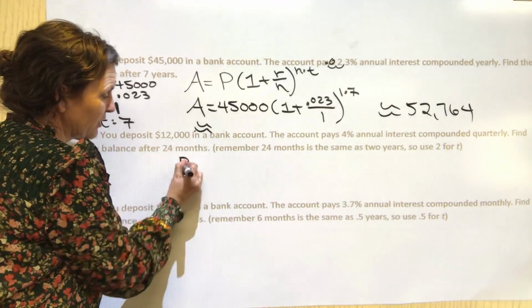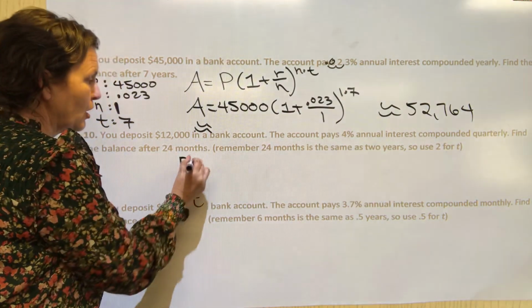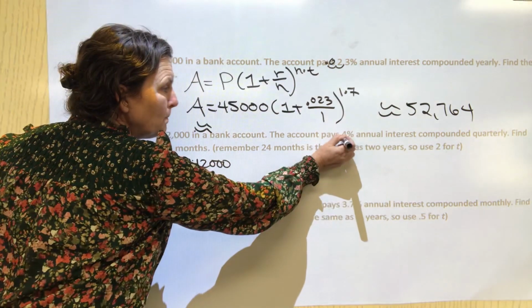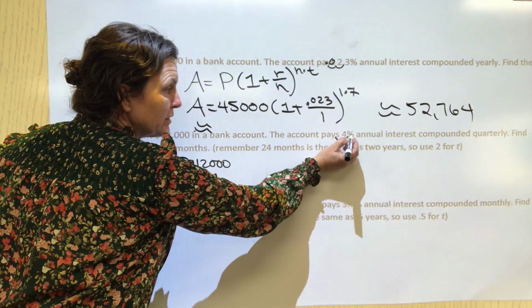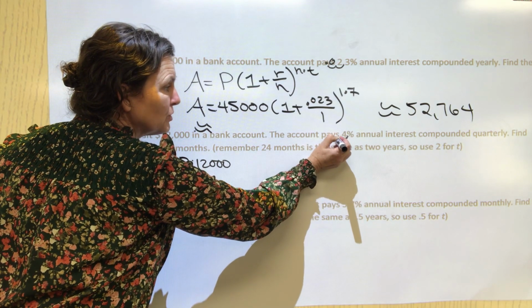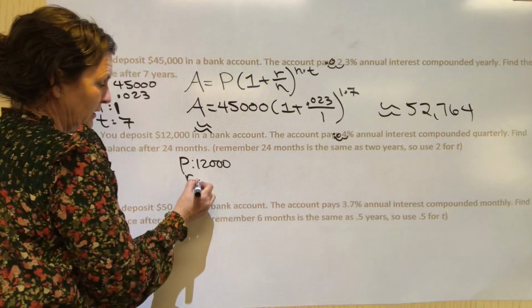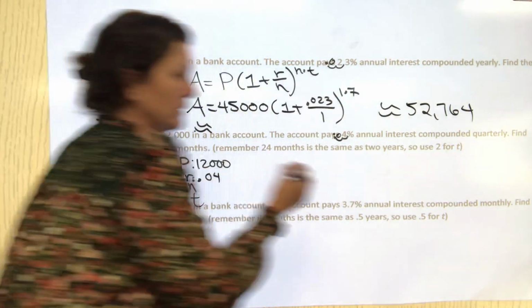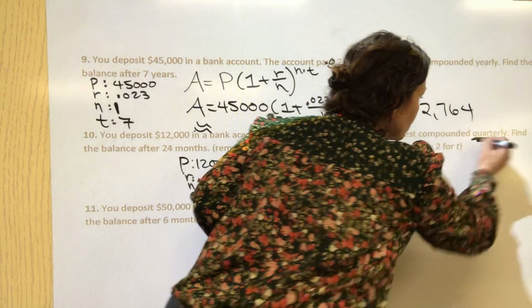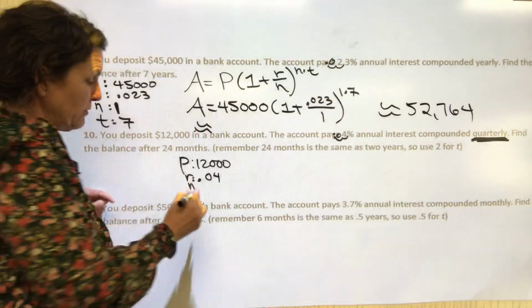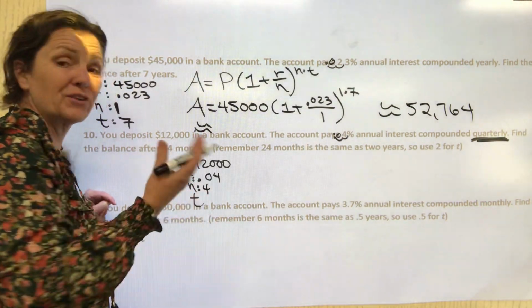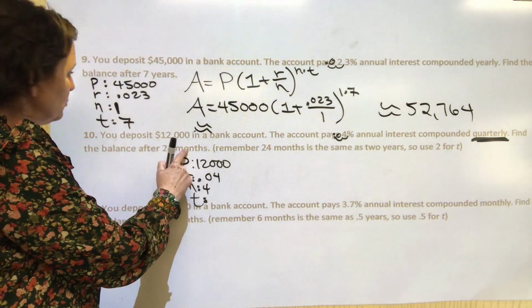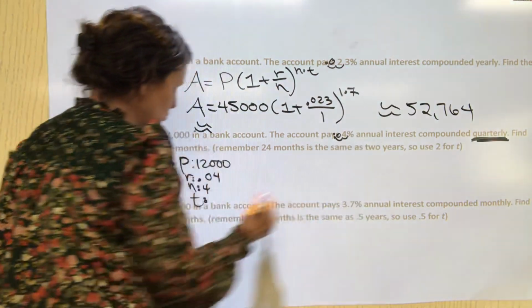So let's identify our key ingredients. Our principal is $12,000. Our rate, remember, if you don't see the decimal, it's in between the number and the percent, and you move it over 2 to the left always. Fill in that little blank with a 0. The number of times it's compounded, quarterly. It's the word after compounded. Quarterly means 4 times a year, so every 3 months. And T for time, 24 months. No, because 24 months is the same as 2 years.